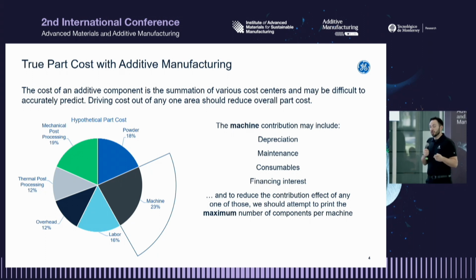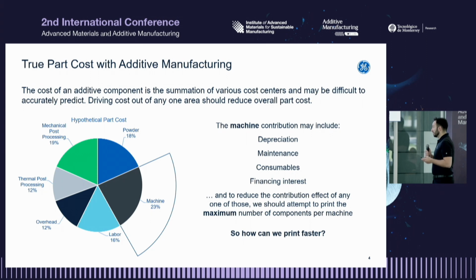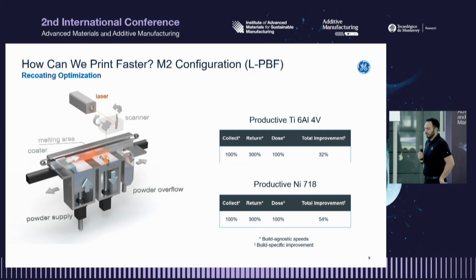What we can control is how many parts you can get off that machine in a given period of time. If I go from 10 parts per week to 50 parts per week, in that 1 week the machine was 5 times more productive, so those parts are necessarily going to go down in their cost. How can we print faster and achieve the minimizing of that machine impact?